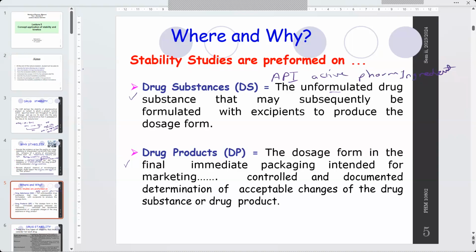It's not formulated as a dosage form. Okay. This one I will subsequently formulate by addition of excipients to make a dosage form. This dosage form, we call it drug product. Drug product is the dosage form in the final immediate packaging intended for marketing. Controlled and documented determination of acceptable changes of drug substance or drug product need to be identified. Okay, so during stability studies, I need to document the acceptable changes of the drug substance or drug product during storage.